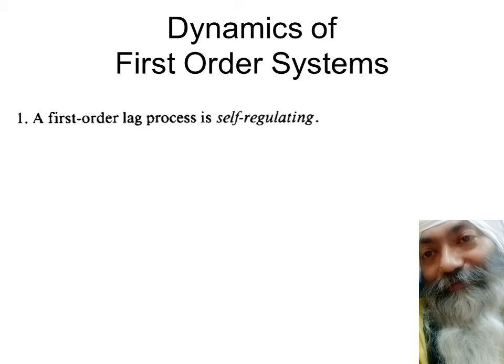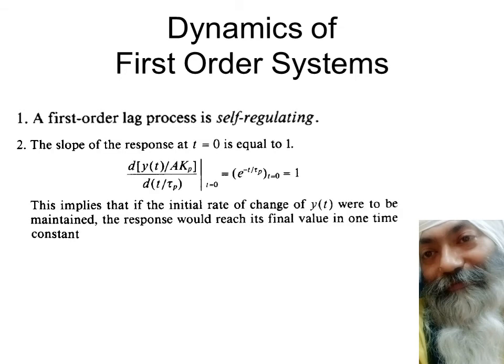The things which we want to conclude from this: the first one is that the process is self-regulating, because at t equal to infinity, the output is not becoming infinity, it's regulating itself to a certain value, and in dimensionless form it's regulating to unity. This is the first and foremost thing which is distinguishable from the other one which we had taken, which was a pure capacitive system. The first order lag processes are self-regulating.